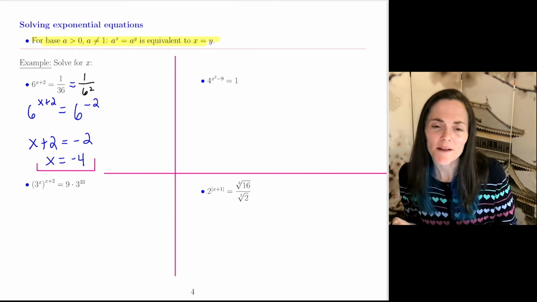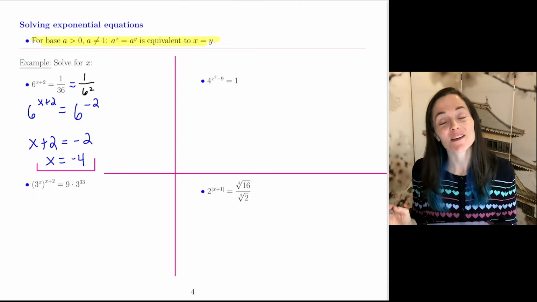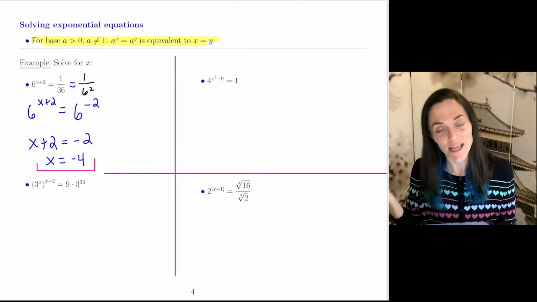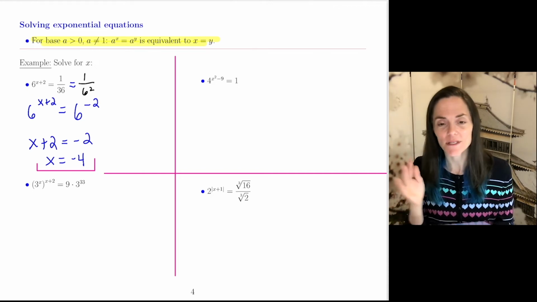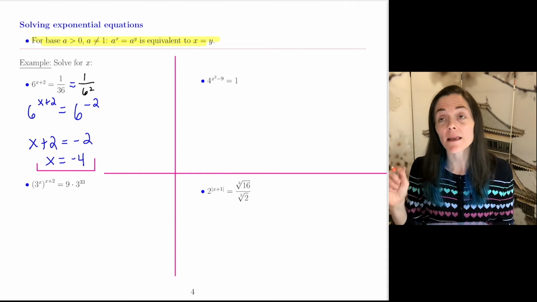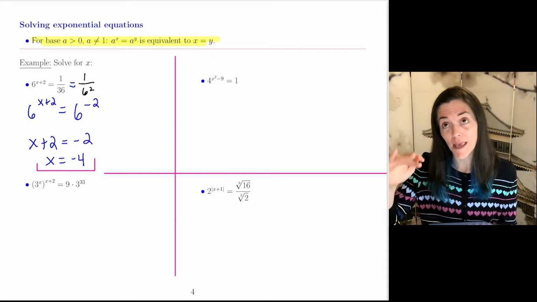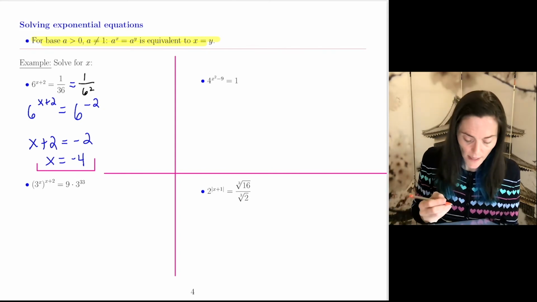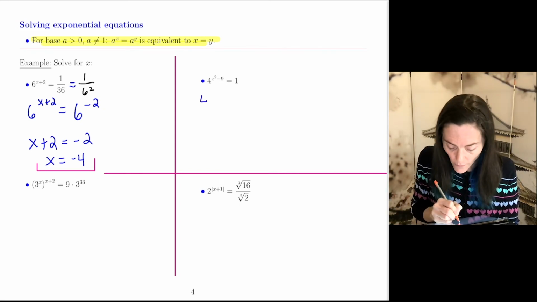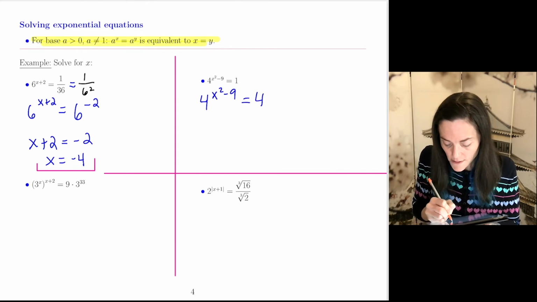The next one, 4 raised to the x squared minus 9 is 1. Well, you might question, how am I going to get a same base or like base on both sides? We have to remember, though, that we can write 1 really with any base as just that base to the 0. So this is what I want to do. I see the base of 4 on the left-hand side, and I want to write 1 as 4 to the 0.